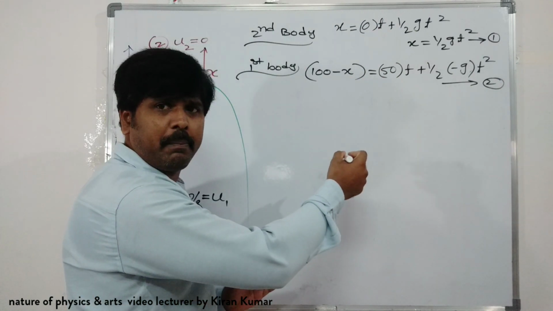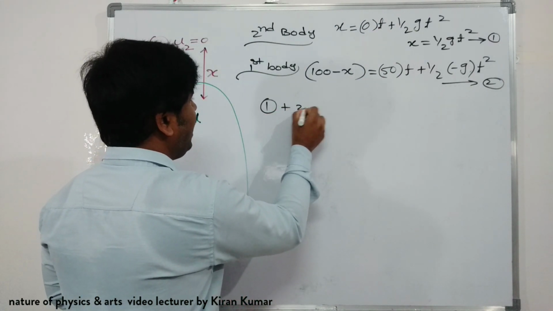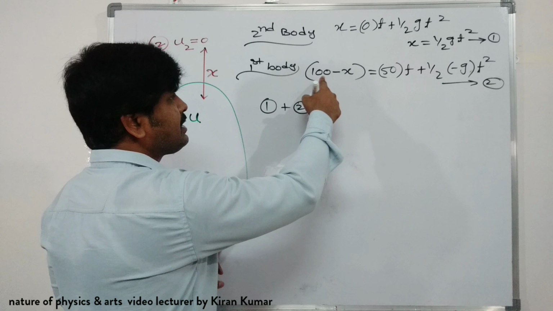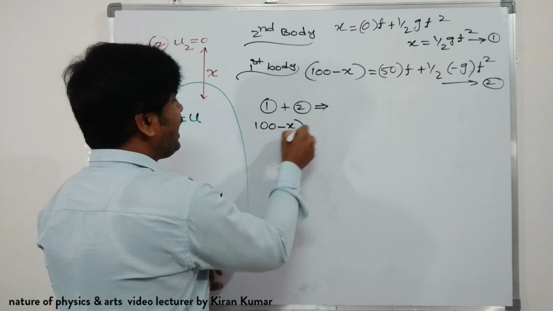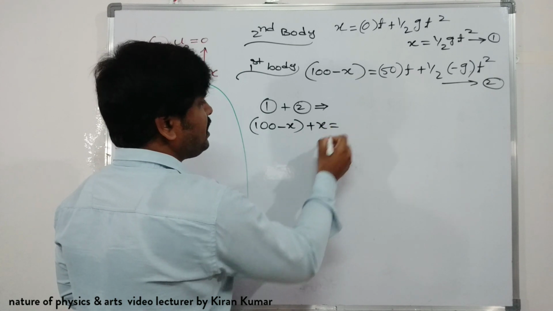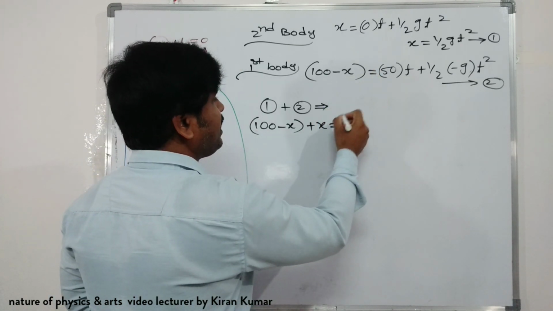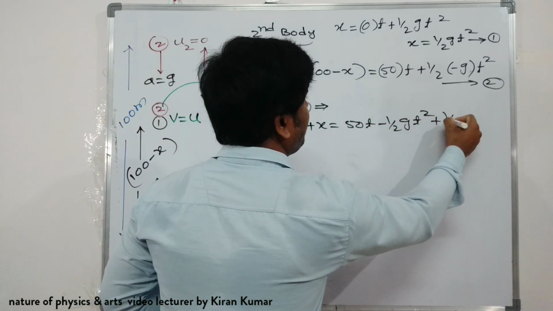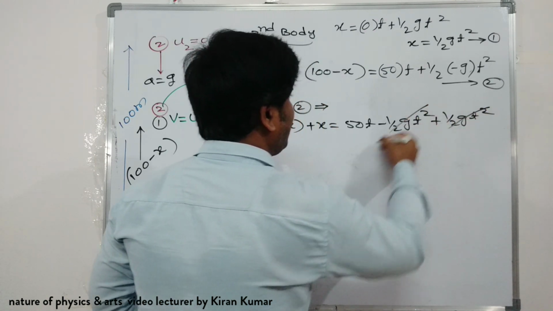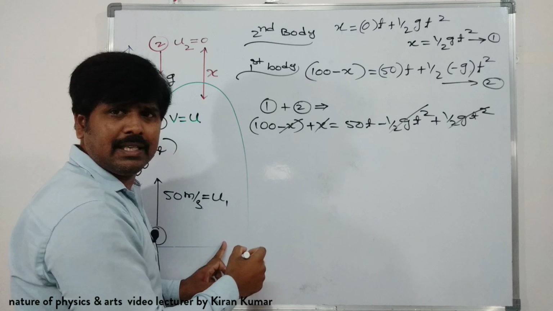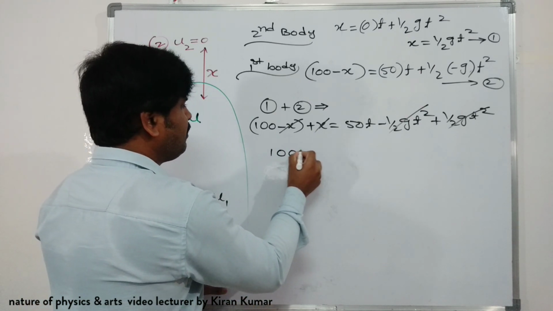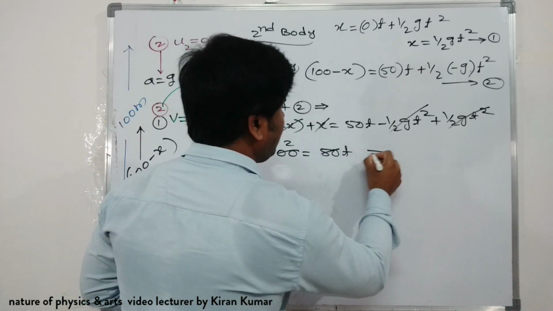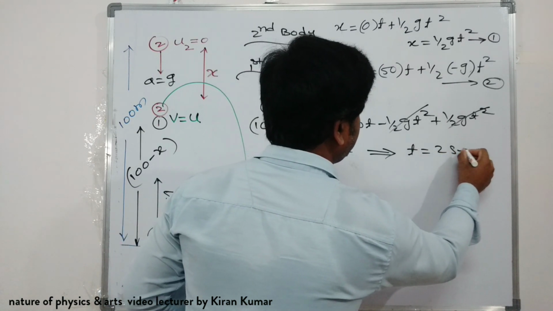Now equation 1 and equation 2 are added up, and the resultant equation is: LHS is 100 minus x plus x, which is equal to the RHS, 50t minus 1 by 2 gt square plus 1 by 2 gt square. This value gets cancelled, minus x plus x gets cancelled. We got 100 is equal to 50t, so we got t is equal to 2 seconds.